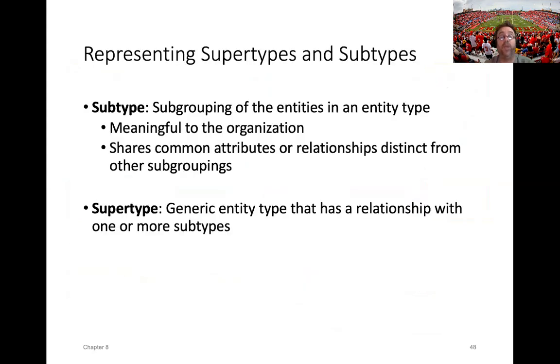Very good. Now supertypes and subtypes. A supertype is a generic entity type that has a relationship with one or more subtypes. A subtype is a subgrouping of entities in an entity type, which is meaningful to the organization and shares common attributes or relationships distinct from other subgroupings.